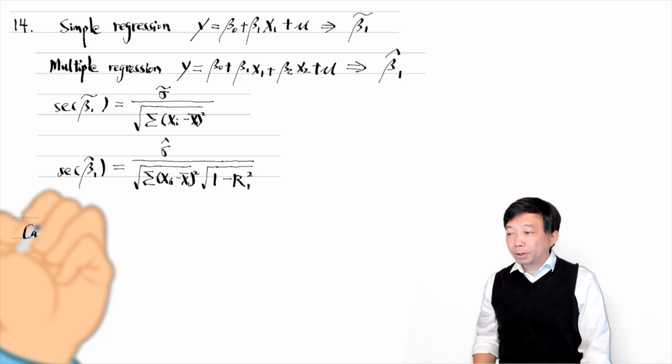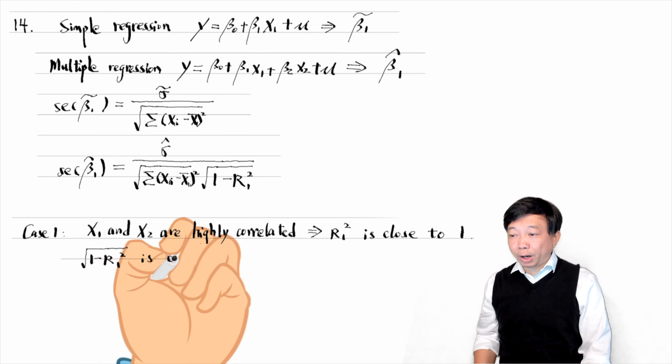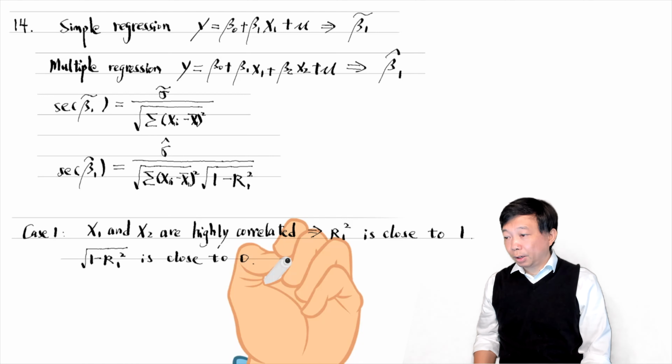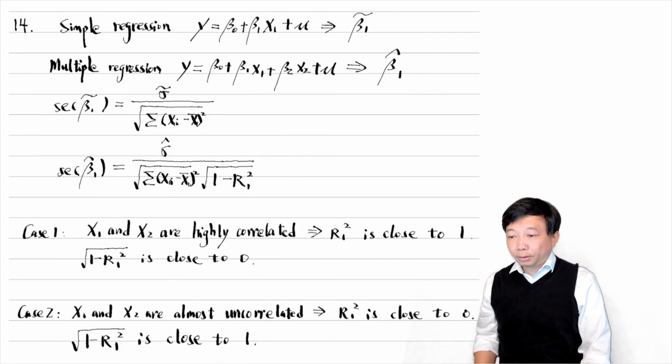In the first case, x1 and x2 are highly correlated, and therefore the R squared 1 from the regression x1 on x2 is close to 1. It means the square root of 1 minus the R squared is close to 0. In the second case, x1 and x2 are almost uncorrelated. Then R squared 1 is close to 0, and the square root term is close to 1.